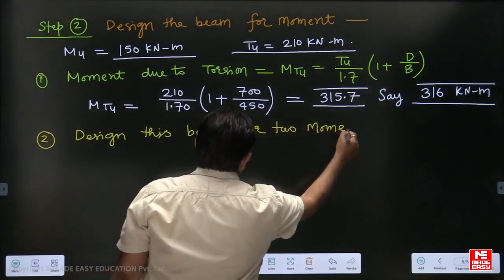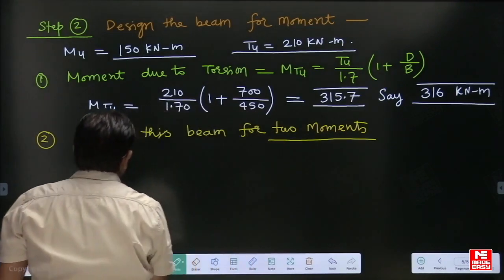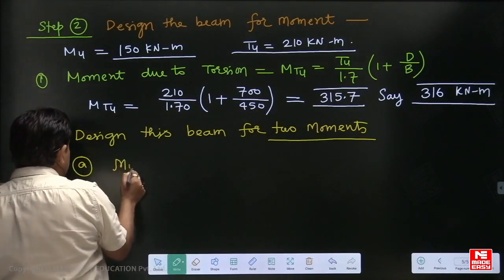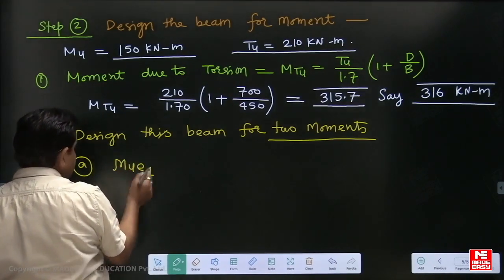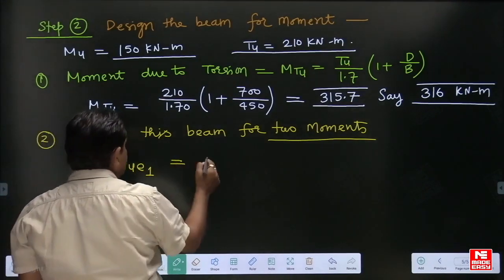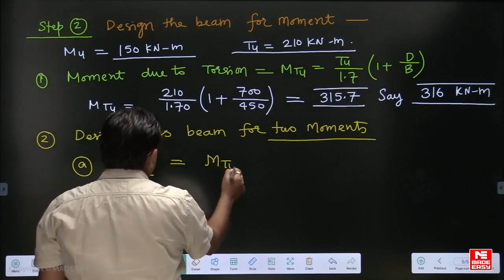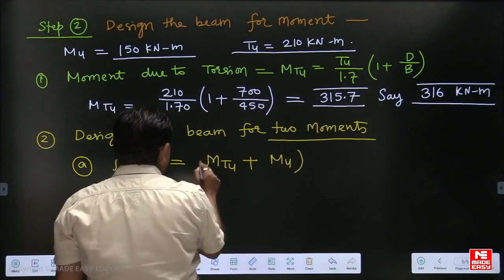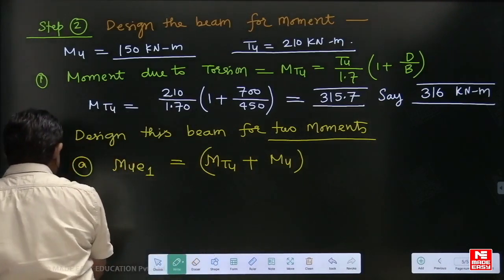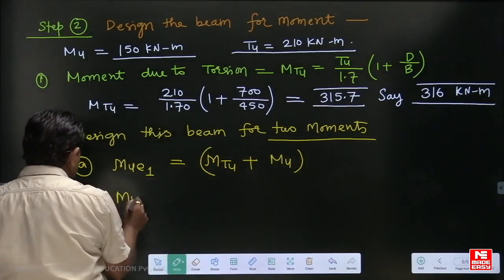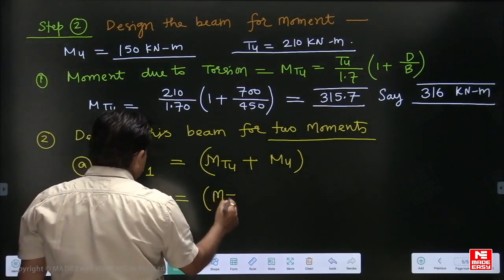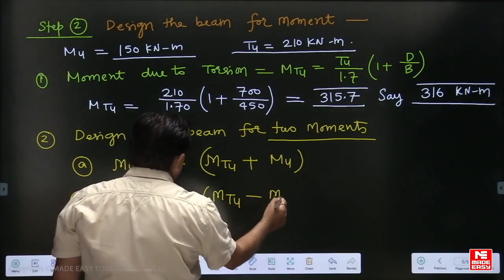So what are these two moments? Let's understand. The first moment will be Mu equivalent 1, the first equivalent moment, including the effect of moment due to torsion plus normal bending moment. And the second moment you have to design for is called Mu equivalent 2. It has to be designed for MTU minus Mu.